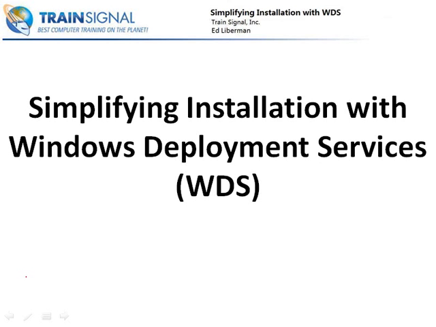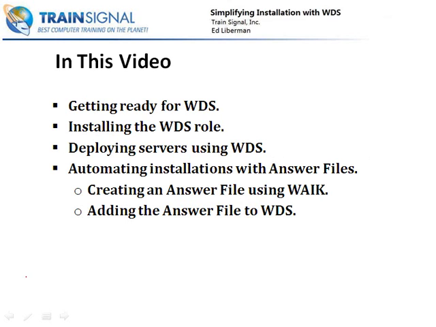Welcome to Train Signal. You're watching a video where we see how to simplify the installation of Windows Server 2008 using Windows Deployment Services. In this video, I'll start off by talking to you a little bit about what we have to do on our network to get ready for Windows Deployment Services, or you'll see here I have WDS for short. Then we'll actually go in and take a look at our network where we will install WDS, we'll deploy a couple servers using WDS, and then we'll see how to further automate the installations using answer files, which we will create using the Windows Automated Installation Kit, and then of course add that answer file to WDS and see how it all comes together.